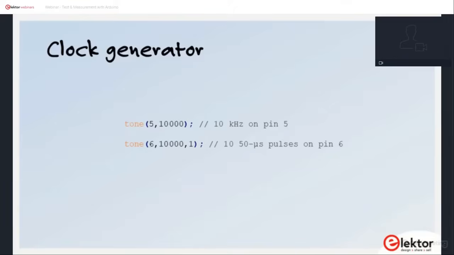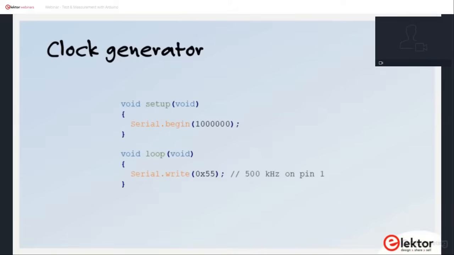Also keep in mind that tone can only use one pin at a time, so it's not possible to do multiple tones simultaneously. It is also possible to misuse the serial port or the SPI port for generating frequencies and complex waveforms. As an example, sending the hexadecimal value 55 on a serial line with one stop bit and no parity will result in a square wave with a frequency that is equal to the baud rate divided by 2.